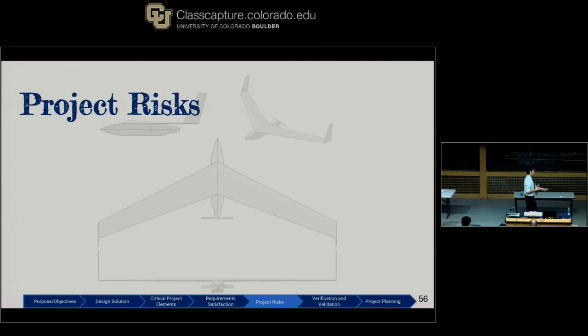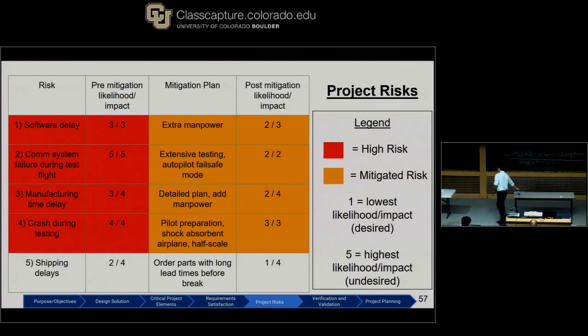All right, now I'll discuss project risks. We've compiled a list of potential risks for our project shown in this table here, along with their pre-mitigation likelihood and impact. Please note this is not a fraction. This is a likelihood score and an impact score pre-mitigation, a mitigation plan, and a post-mitigation likelihood and impact score. The ones highlighted in here are ones we consider to be significant risks.